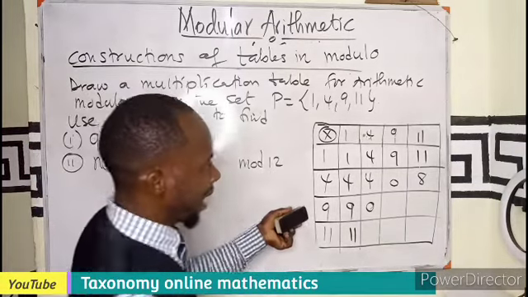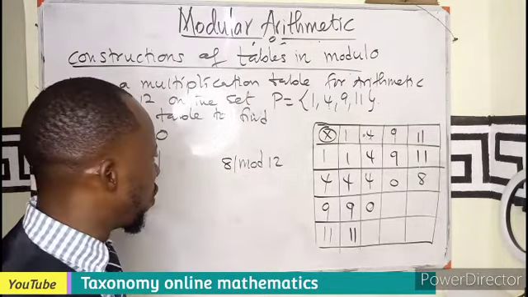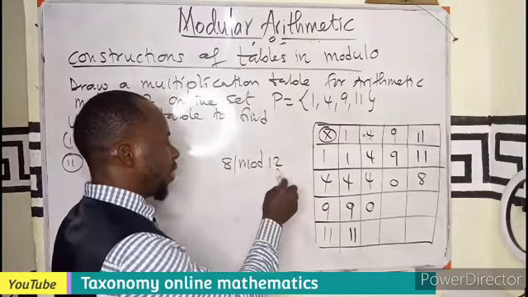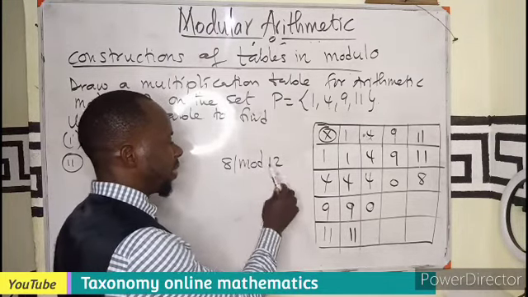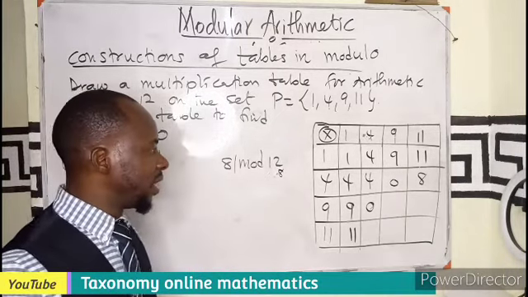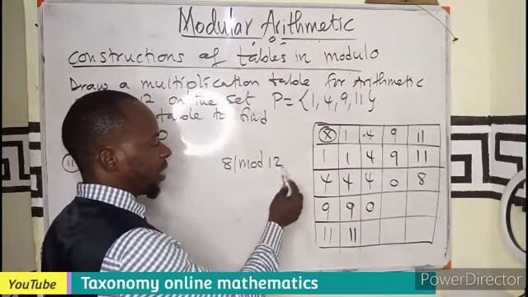So we go to 9 times 9, which is 81. So 81 divided by 12. I know if I use 7, let's use 8. 8 times 12 is 96. Let's use 7.